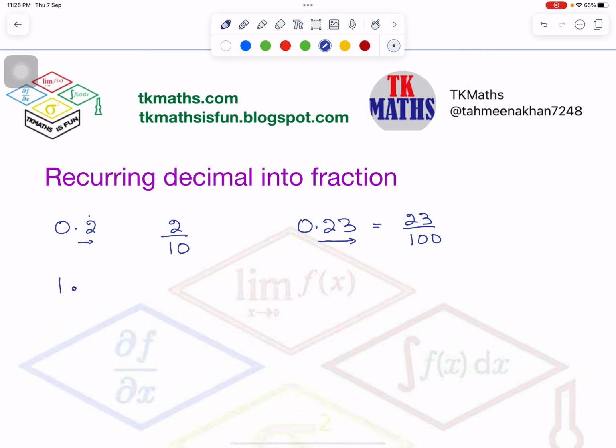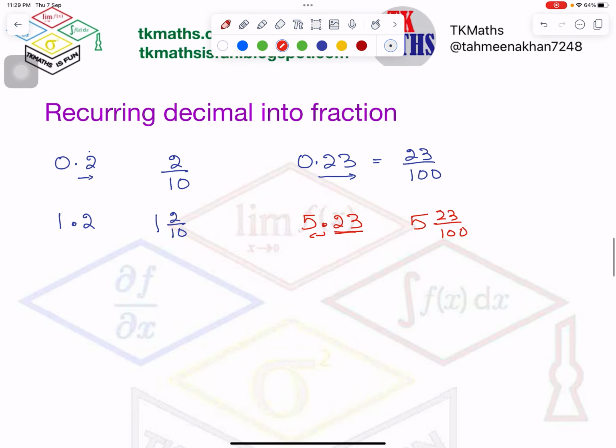Similarly, if I have 1.2 and I have to change it into fraction, the number before decimal is your whole number. So you write 1 whole 2 upon 10. Similarly, for example 5.23, the digit before decimal is your whole number, 5 whole, and this is changed into fraction, 23 upon 100. Okay, so this is a simple case when decimal is not recurring.